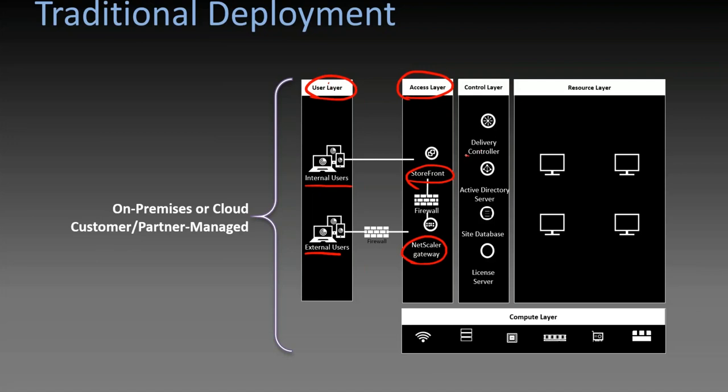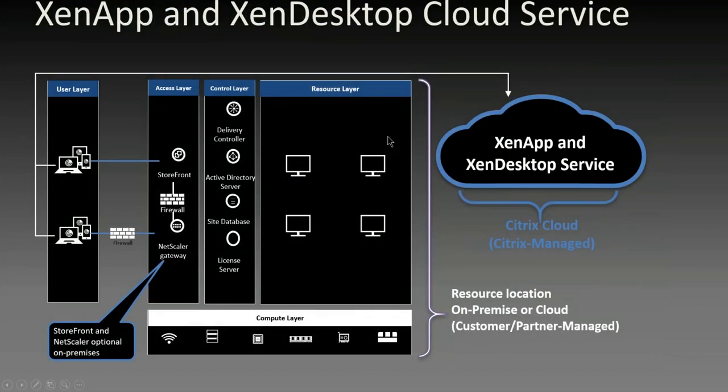The control layer, this is where you're going to have delivery controllers, Active Directory, a site database. Then all of your resources are on-prem as well. So your VDA systems are on the system here. Your compute layer, that's your infrastructure. This is your hypervisor, whether it's Xen Server, ESX, KVM, or Hyper-V, whatever you have. This is a traditional deployment for a XenApp, XenDesktop environment. So how does the cloud differ on this system? Well, it differs in that we get rid of things.